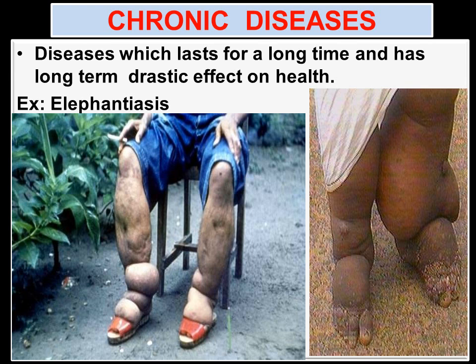Then we have chronic disease. Chronic means which lasts for a long time and has a long-term drastic effect on health. Example, elephantiasis. Elephantiasis is caused by mosquito bites. In this case, a person's leg swells like an elephant's. It's not normal. So it lasts for a long time. You must have observed it near you. Out of 100, 1 or 2 persons can be infected with elephantiasis.